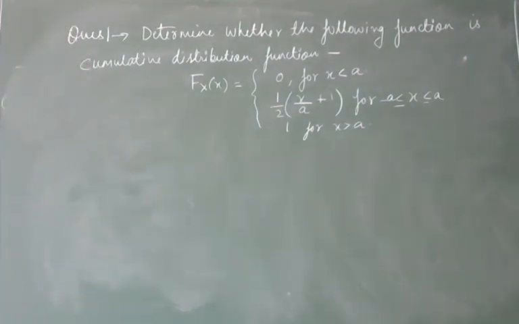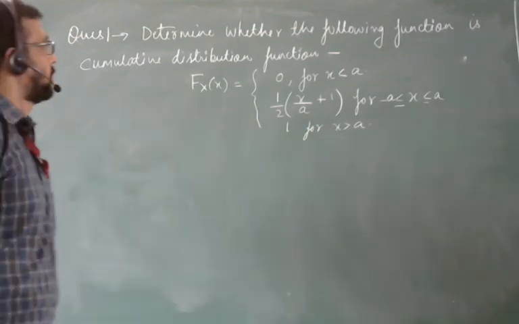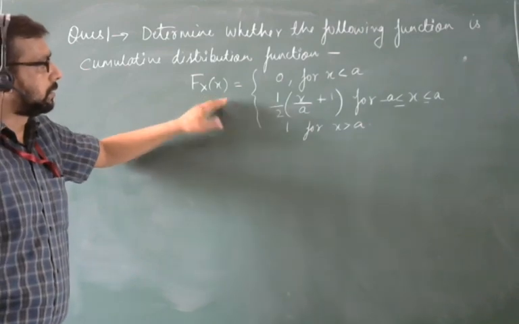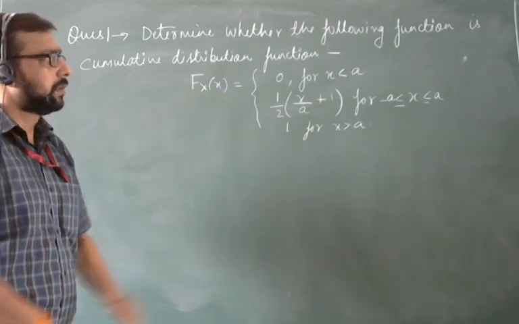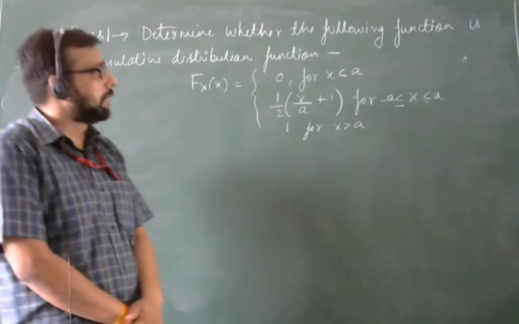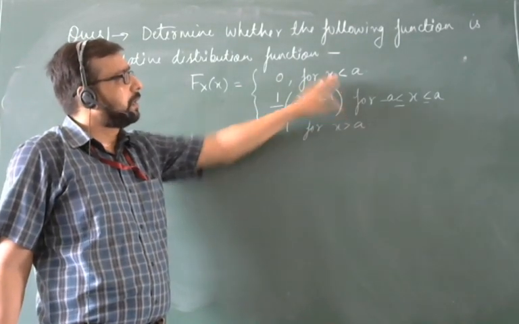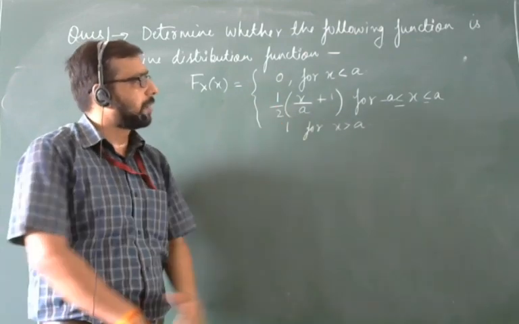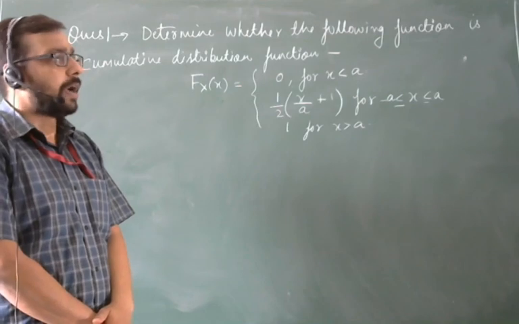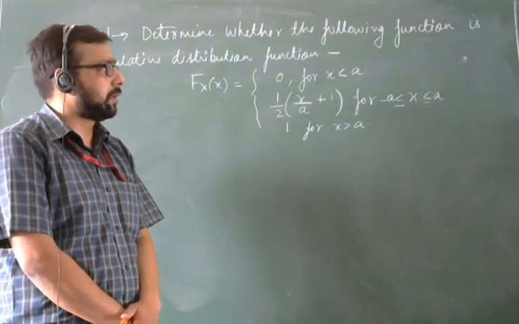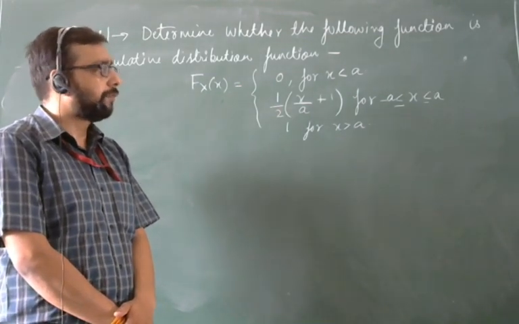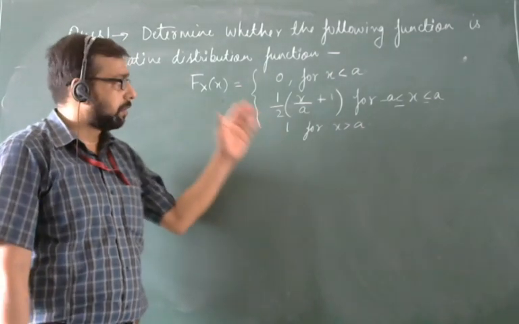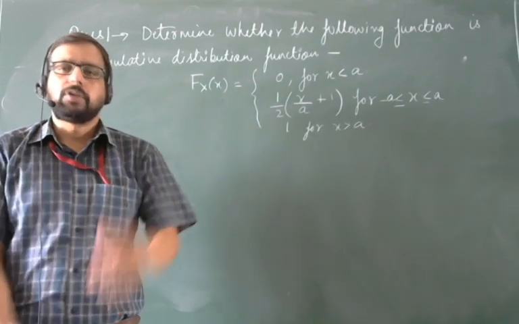This is the numerical. Determine whether the following function is a cumulative distribution function or not. Here, this cumulative distribution function is defined in three intervals: for x less than or equal to minus a its value is 0, and 1 upon 2 times (x upon a plus 1) for x greater than or equal to minus a and less than or equal to a, and it is 1 for x greater than a. Now in this numerical we have to prove that the function already written on the board is a cumulative distribution function.